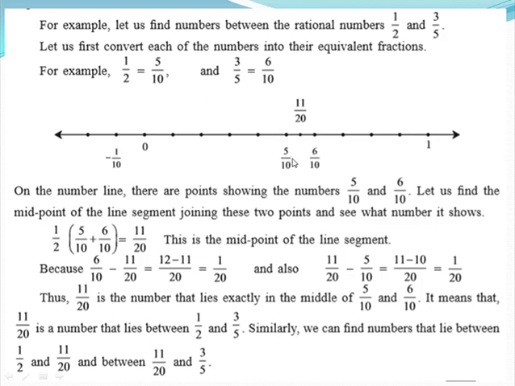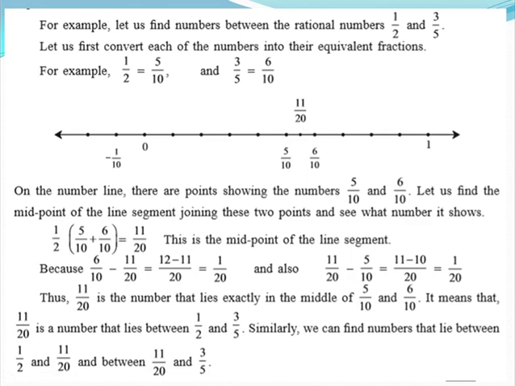To get the midpoint of this line segment, we will add 5 upon 10 and 6 upon 10 and divide the sum by 2, or take half of the sum. Here, when you add 5 upon 10 and 6 upon 10, you will get 11 upon 10. Here the value will become 11 upon 10 multiplied by 1 upon 2. You will get 11 upon 20. So this 11 upon 20 is the midpoint of the line segment. So here it is shown as the midpoint, 11 upon 20.